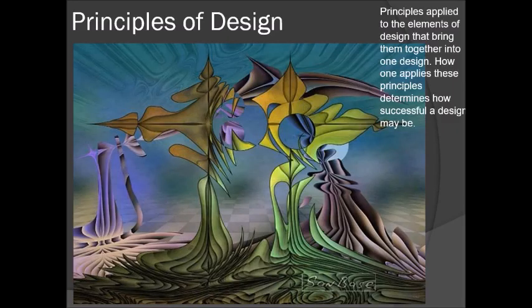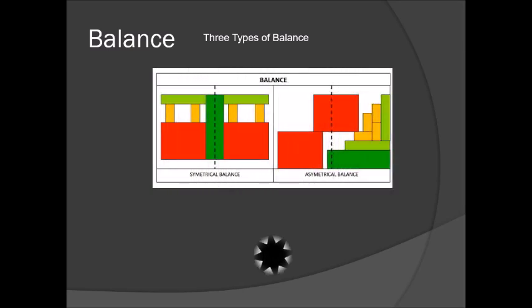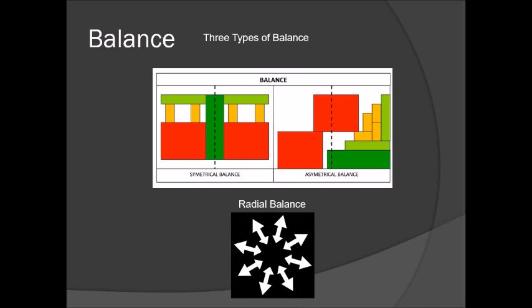The principles of design. We use the elements of art, line, color, texture, shape, space, value, to create the principles of design. For example, emphasis, which you already learned. Today, let's look at balance. There are three types of balance: symmetrical, asymmetrical, and radial.